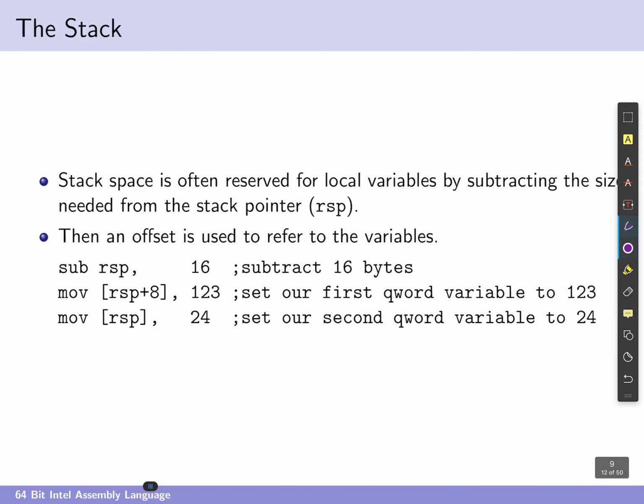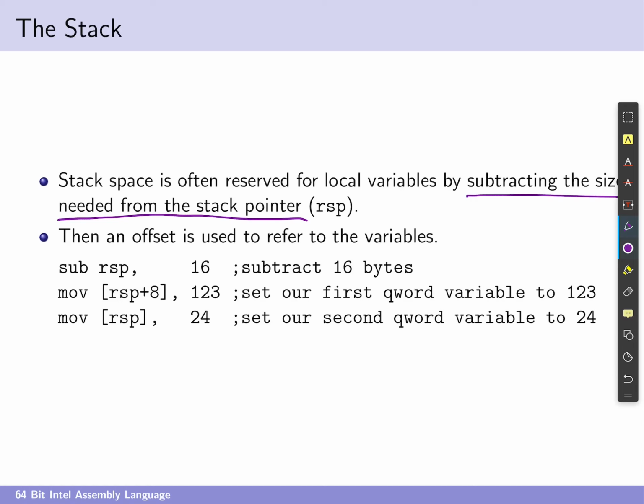Now, stack space is often reserved for local variables not by using push operators, but rather by subtracting the size of the needed space from the stack pointer. So say I know I need 56 bytes worth of stack space for my variables, I could directly subtract that number from RSP.